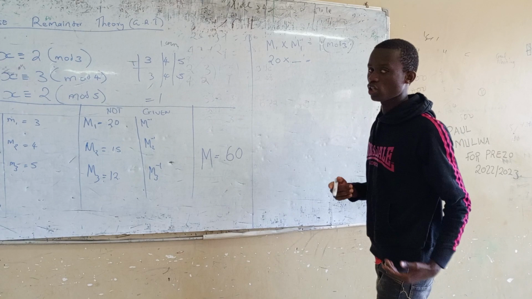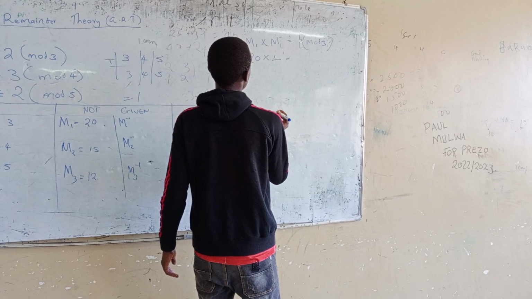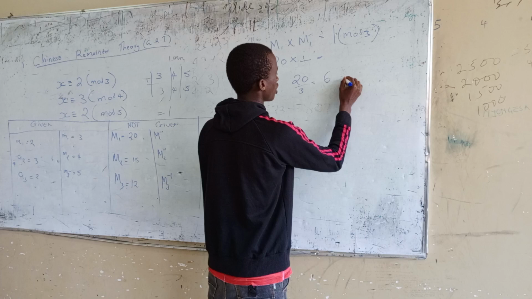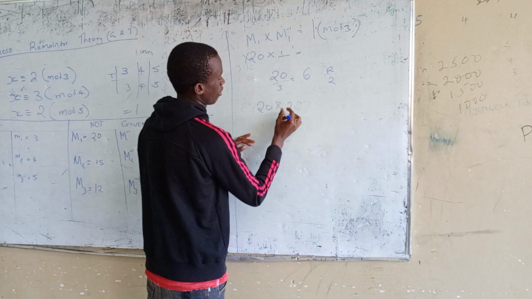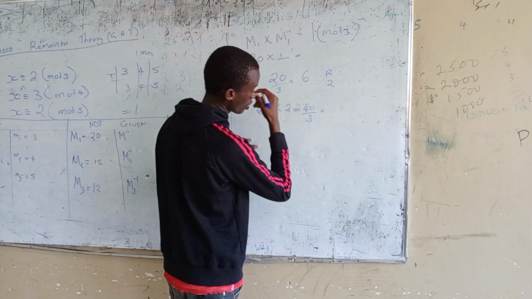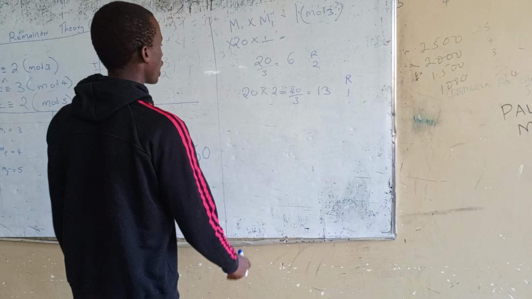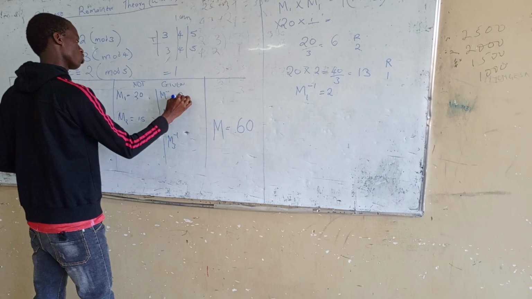So we try with the trial and error method. When we put 1 here, 20 divided by 3 is 6, then it remains 2. The remainder is 2, meaning 1 doesn't work. So we try 2. 20 times 2 is equal to 40, divided by 3 is 13, and the remainder is 1. So we find that M1 inverse is equal to 2. We come to our table and fill in 2, and then we continue.